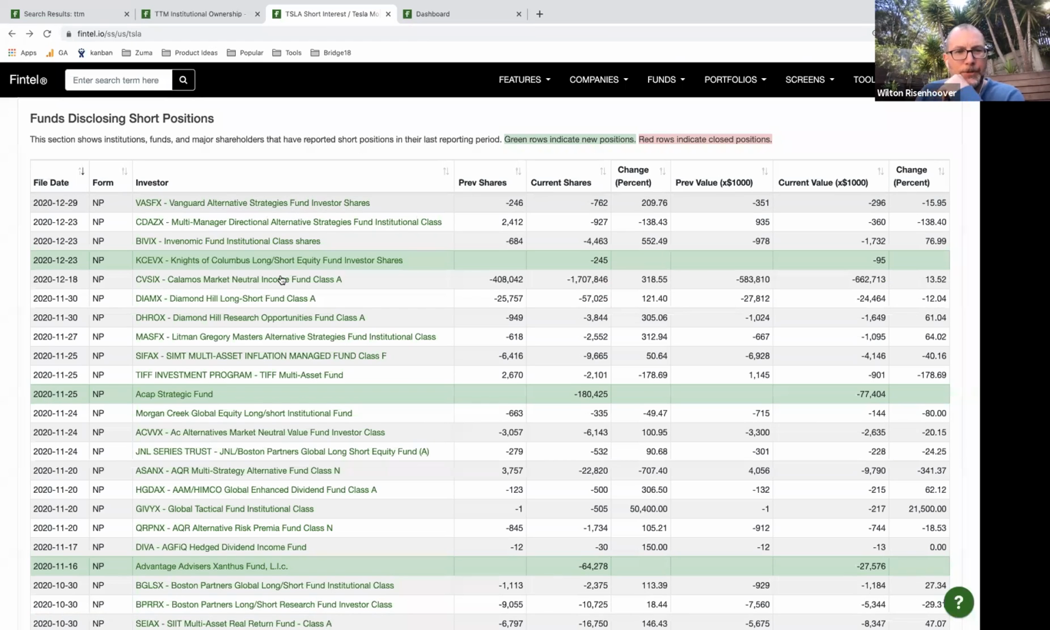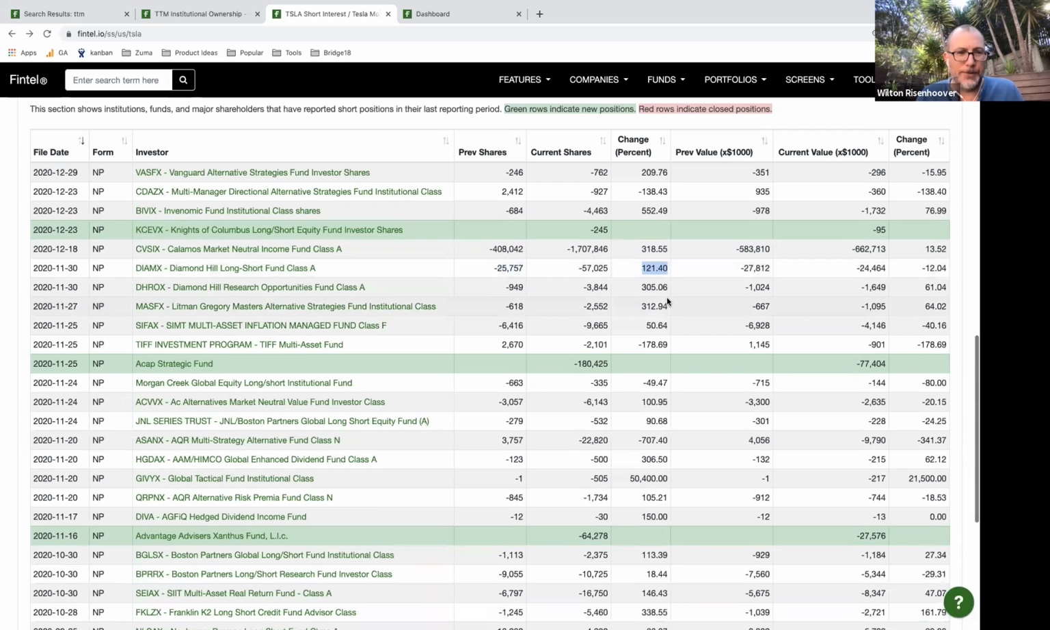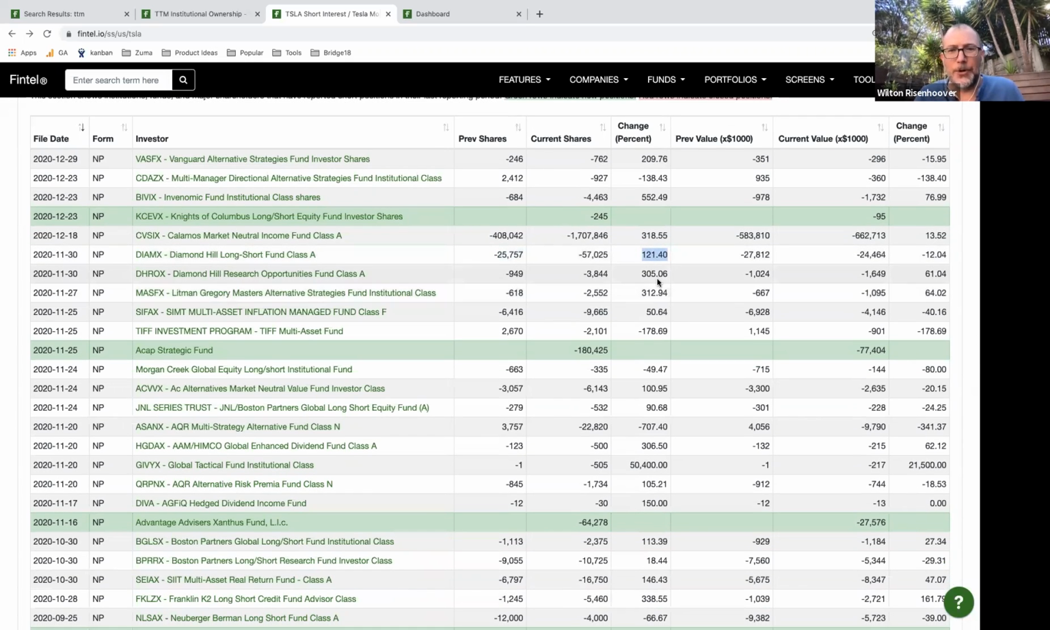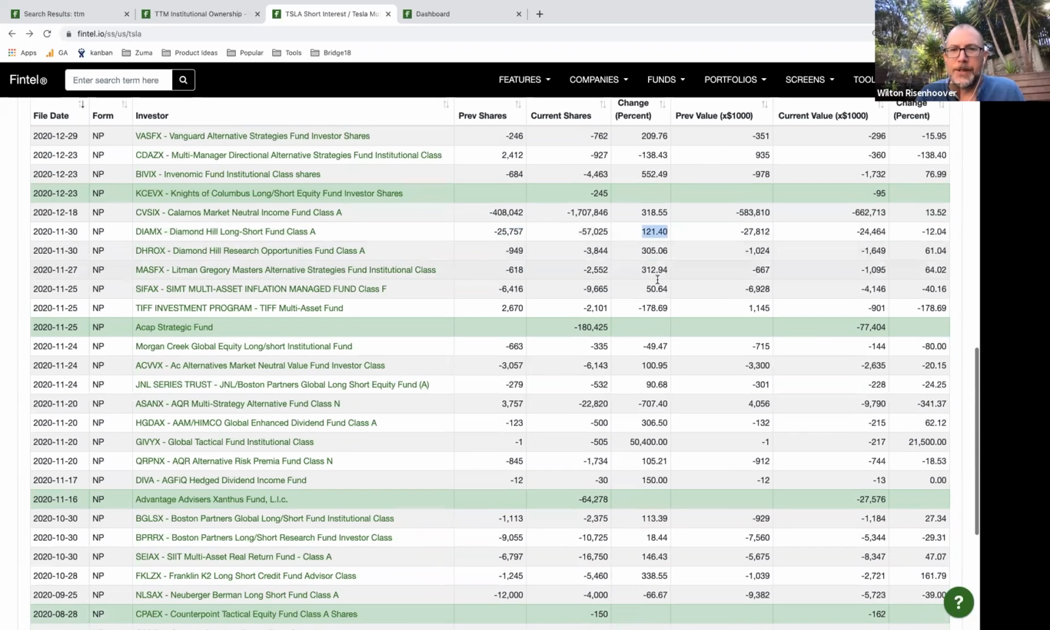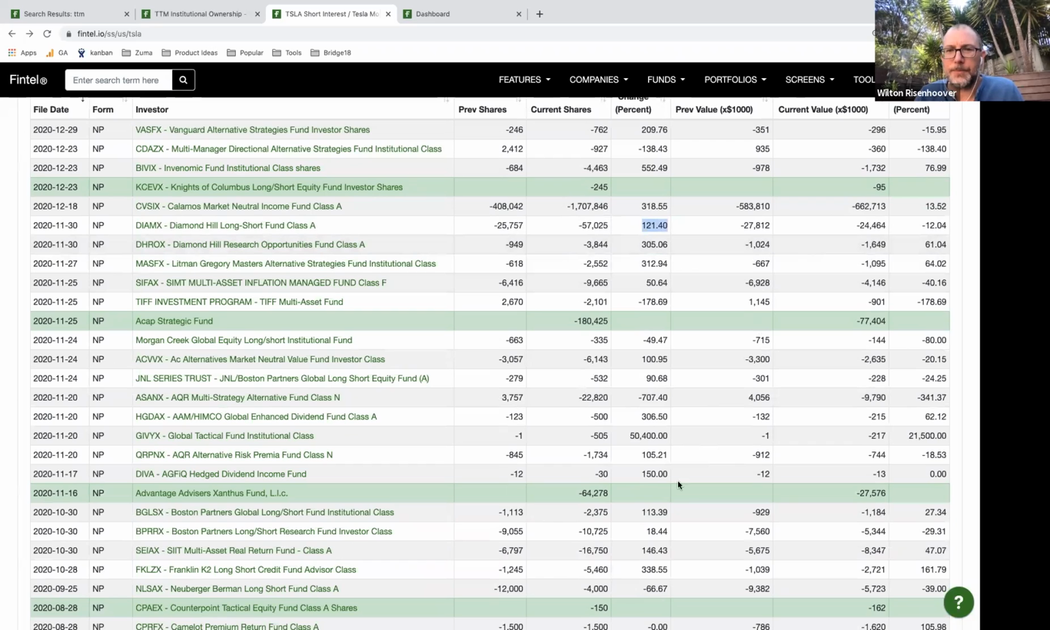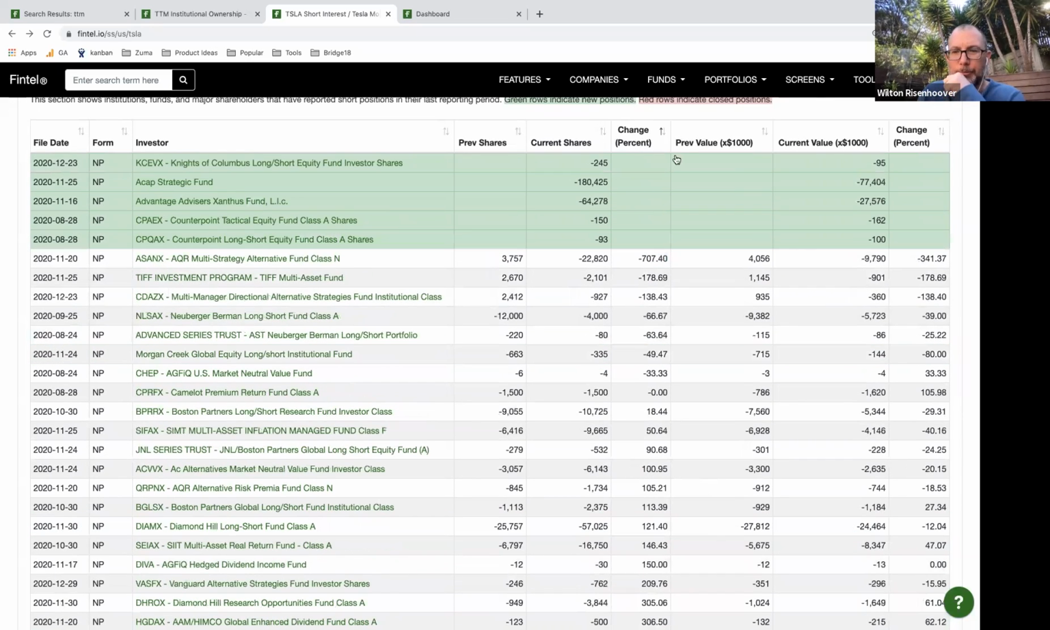These mutual funds are all basically long short funds, so they're going to be shorting some stocks and taking others long. The previous shares this company had were 25,000 shares short. Now they've got 57,000 shares short. So they've increased their short position by 121%, which means they're taking a more negative outlook on this company. The previous value was $27,000, and now it's $24,000, so they've lost 12% on that value. And these columns are sortable here, so it's good. Thanks for bringing that up.